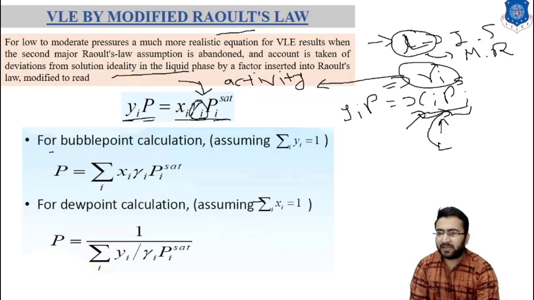For bubble point calculation, modified Raoult's law can be given by P is equal to summation of gamma i xi Pi saturated. For bubble point calculation, we know that we are taking summation of yi equal to 1.